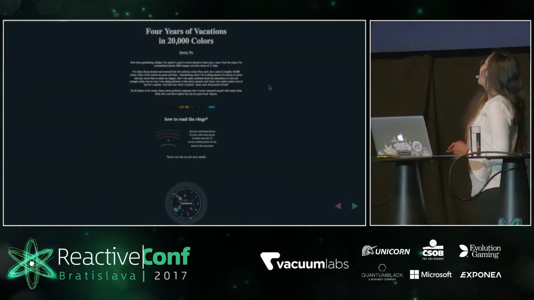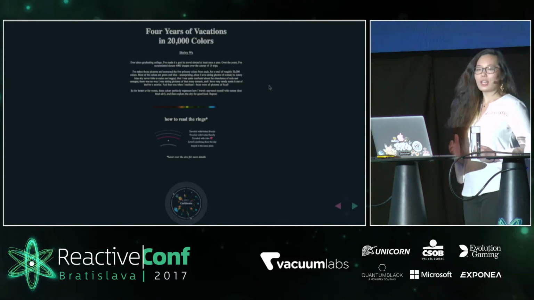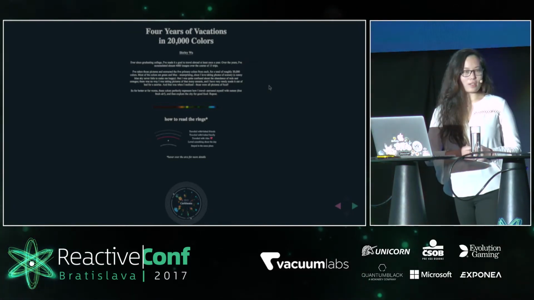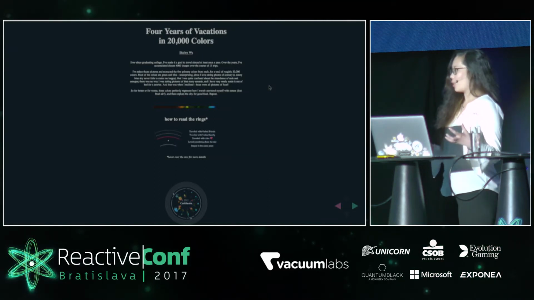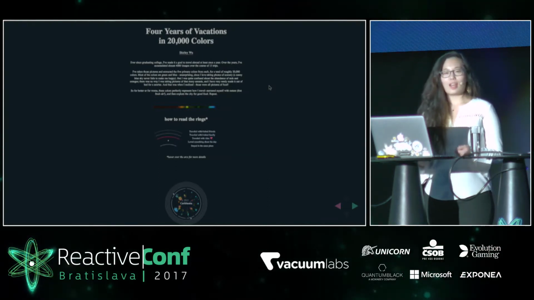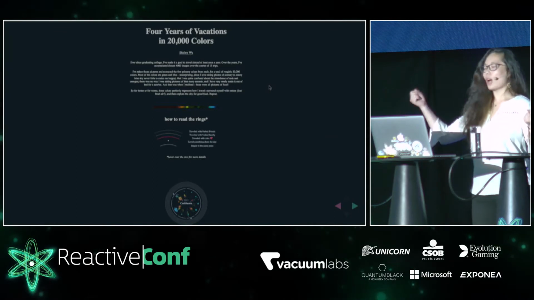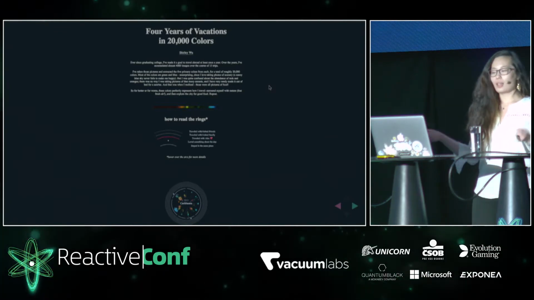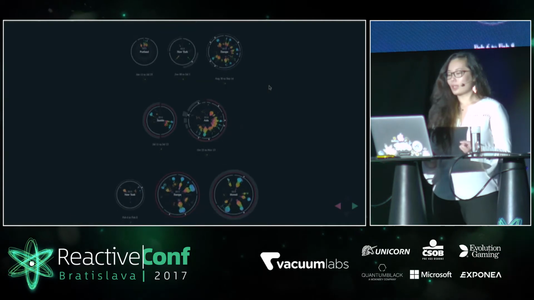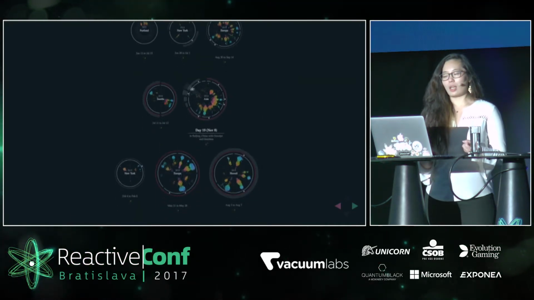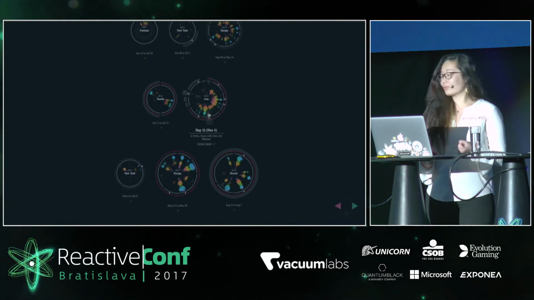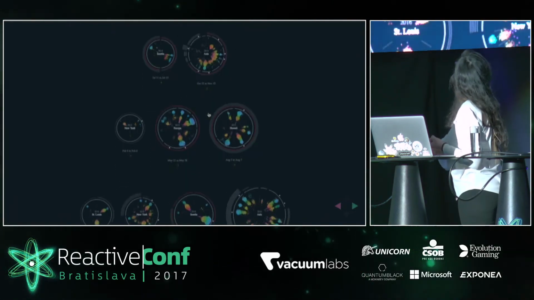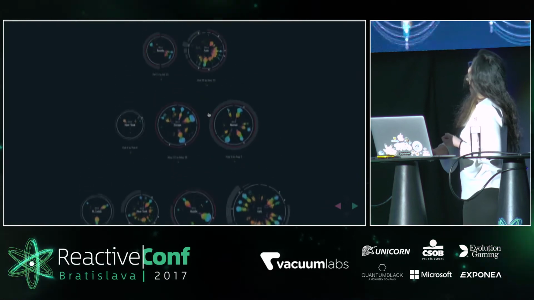I also have this visualization of the 4 years of vacations and 20,000 colors. For this visualization, I took all of my vacation photos, about 4,000 of them. I extracted the 5 primary colors out of each of those photos, and I grouped them by the trip that it was taken on and arranged them by the date of the trip that it was taken on.